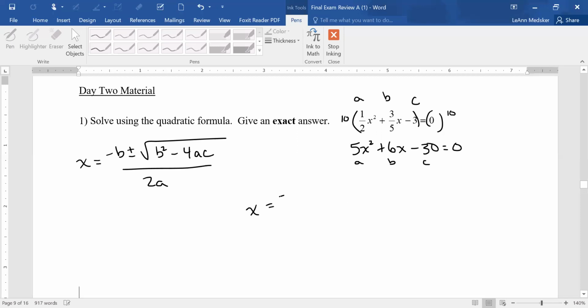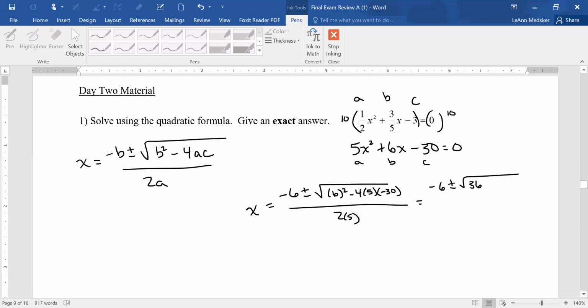So x equals negative b, which would be negative 6, plus or minus the square root. Then we have 6 squared minus 4 times the a, which is 5, times the c, which is negative 30, all over 2a. So we're going to work out that inside. This is going to equal negative 6 plus or minus the square root of 36. This is a negative times a negative. In fact, this is negative 20 times negative 30. So since they're both negative, it's going to be positive. It's going to be positive 600, all divided by 10. So x equals negative 6 plus or minus the square root of 636 divided by 10.